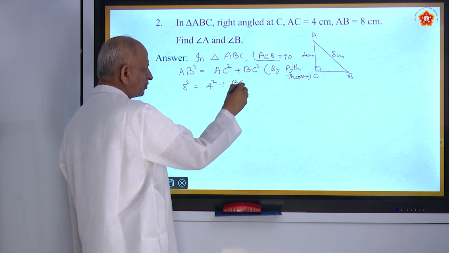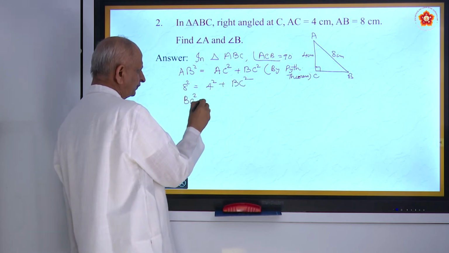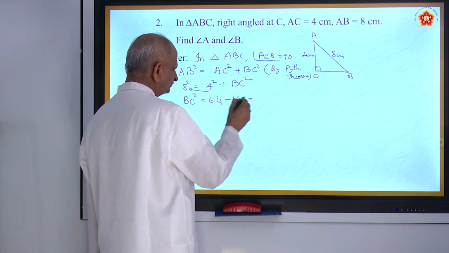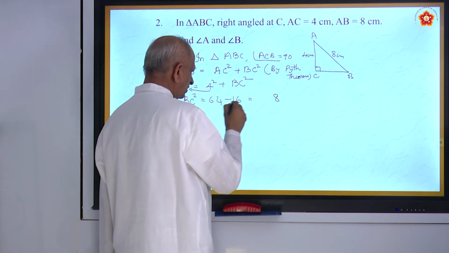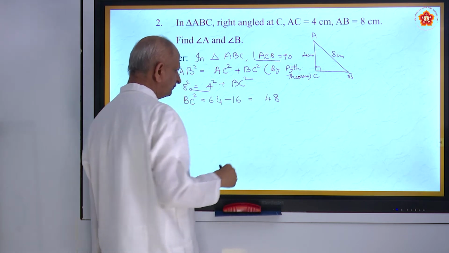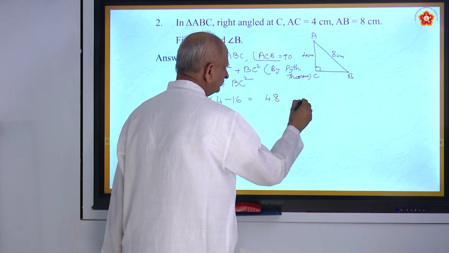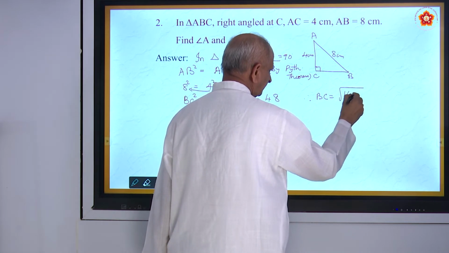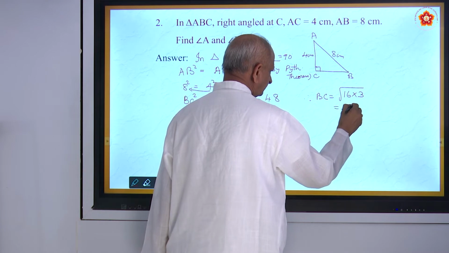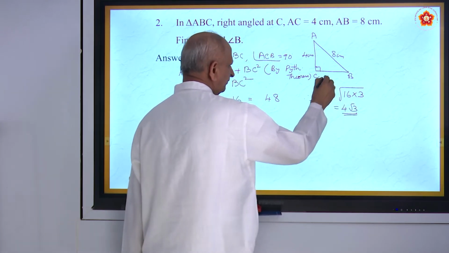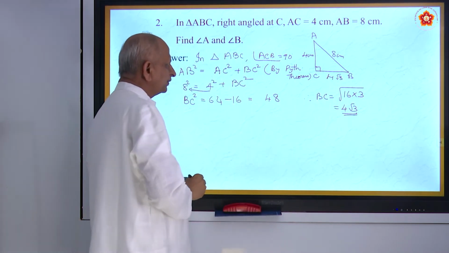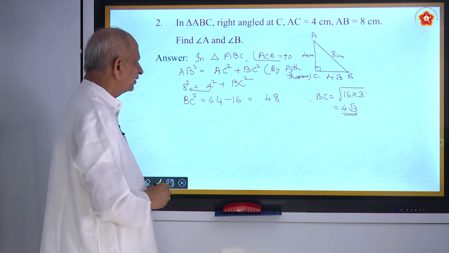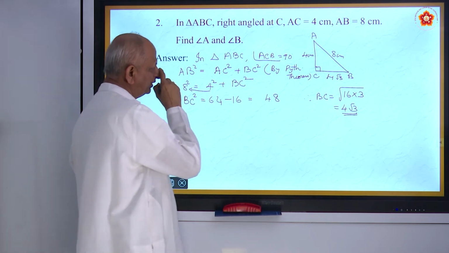BC, don't know. So take BC square is equal to 8 square is 64, bring this side, minus 16. So that will be equal to 48. So BC becomes root of 48. Root of 48 is nothing but 16 into 3, that is 4√3. So BC becomes 4√3. Now you have to find the ratios. We have to, one angle find out is enough.